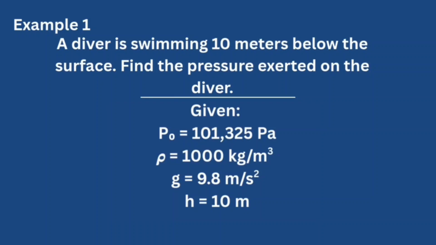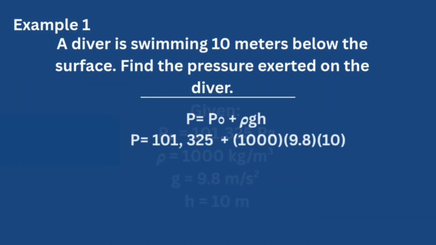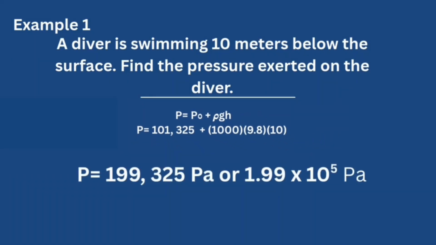Now what we need to do is plug all those values into our formula, which is P is equal to the initial pressure, or P0, plus the density, or rho, times g, or the gravity, and times H, or the height. So we have here P is equal to 101,325 plus 1,000 times 9.8 times 10, and we will get a value of 199,325 pascals.